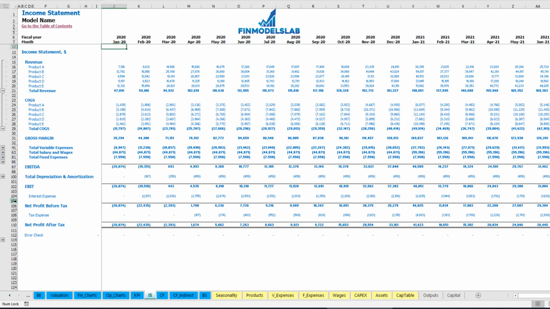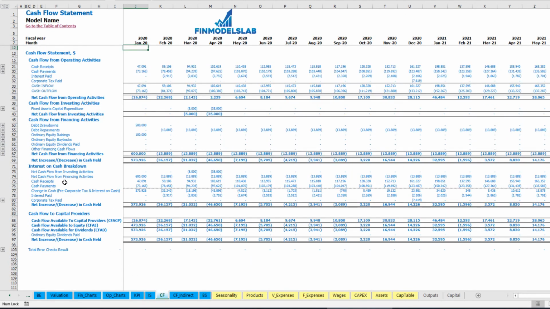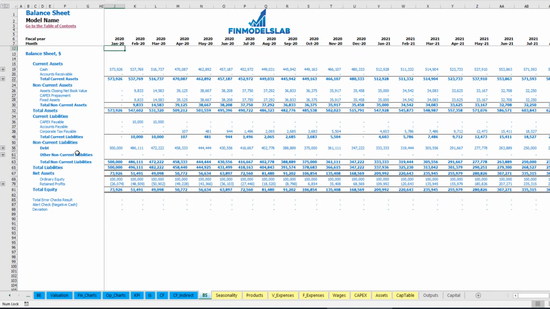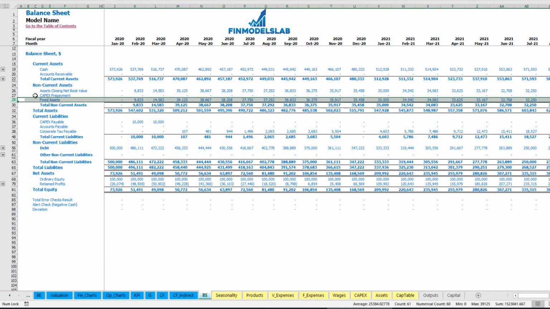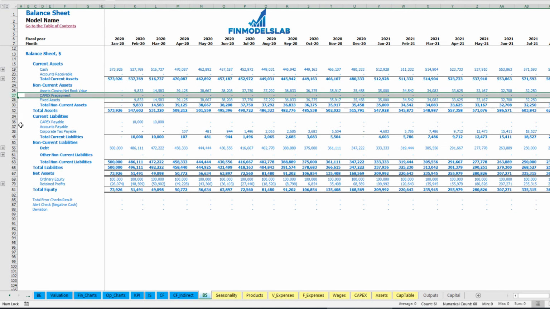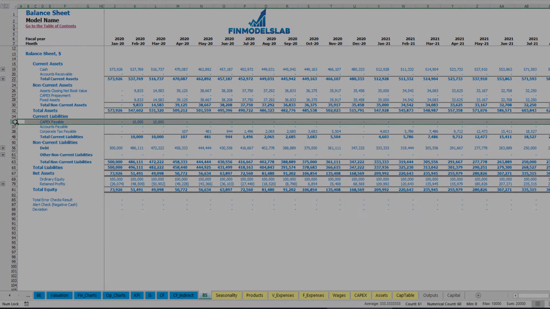The total amount of depreciation you may find in the income statement. On the cash flow, you may find cash flow from investing activities for these assets, and on the balance sheet you may find fixed assets amount under non-current assets, and capex prepayment, and capex payables as well.